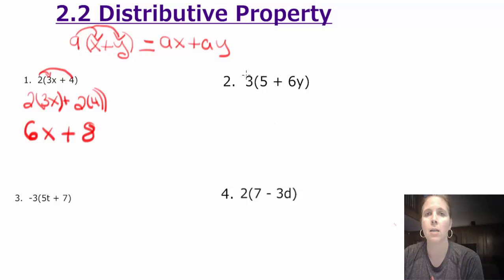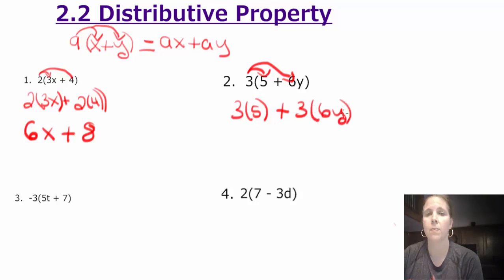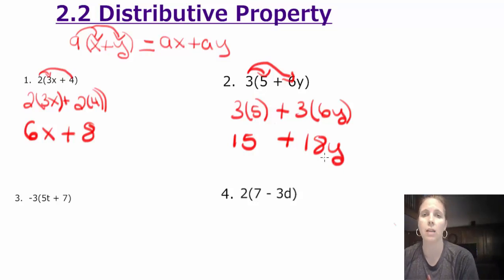Alrighty? Number 2, we're going to take the 3 and multiply it times the 5 plus the 3 and multiply it by the 6y. So it's going to be 3 times 6y. So 3 times 5 is 15 plus 3 times 6y is 18y. And you're done. Again, you cannot combine them because one has a y and one doesn't.